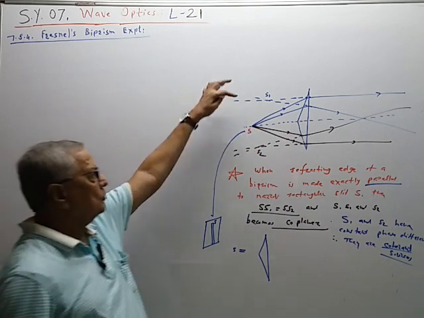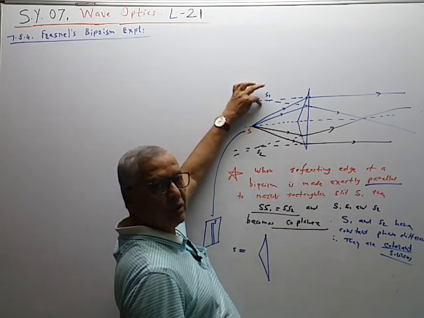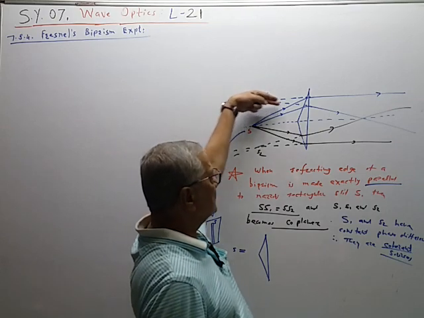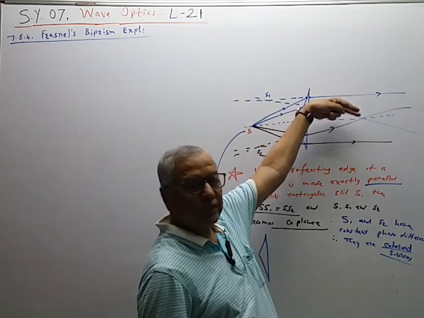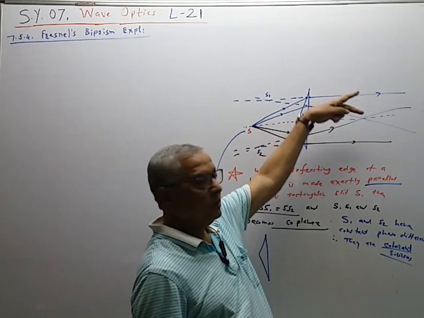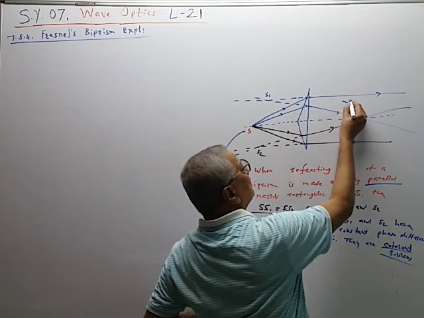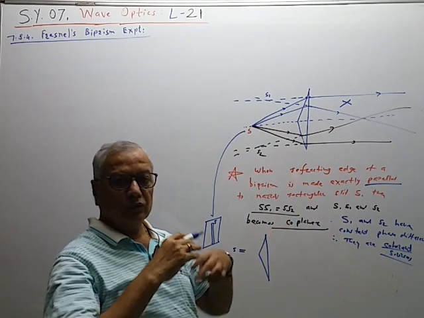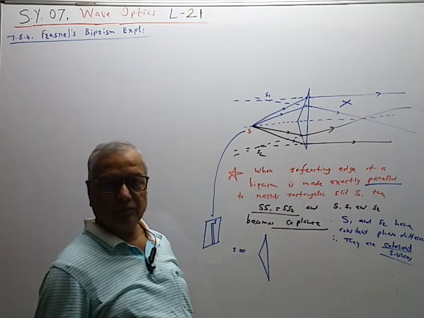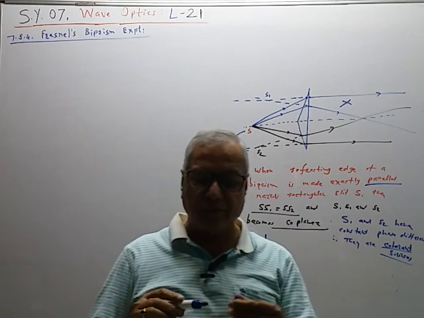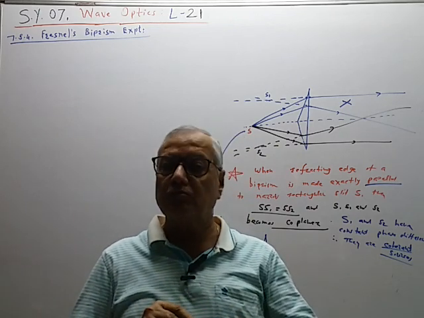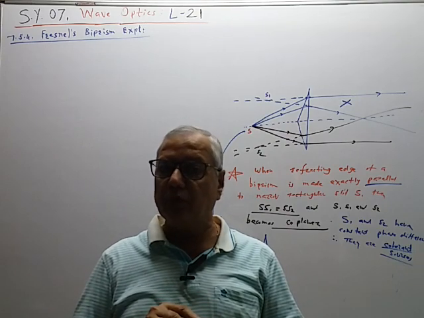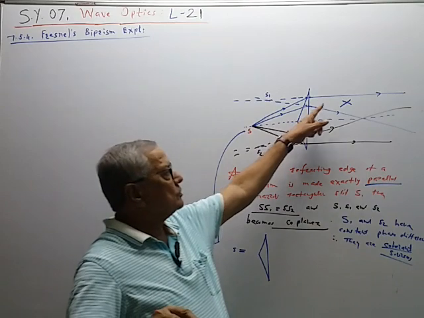Now, from these virtual sources, the waves are going in this direction. So they diverge from each other. Therefore, there is no crossing of the waves in this region. No crossing, so no interference pattern is possible. What is the necessary condition for interference? The two waves should meet, should cross, should overlap, should superimpose each other. There is no crossing of waves.